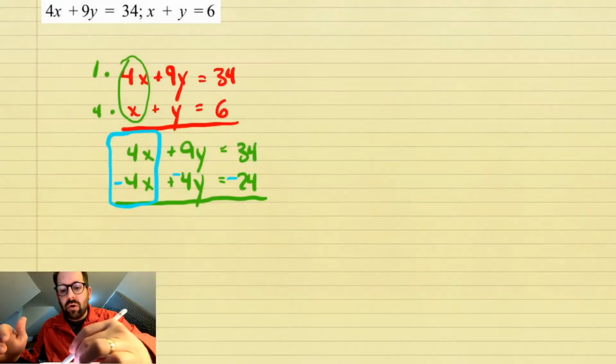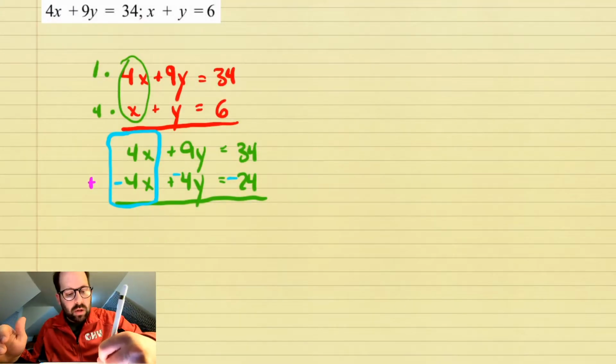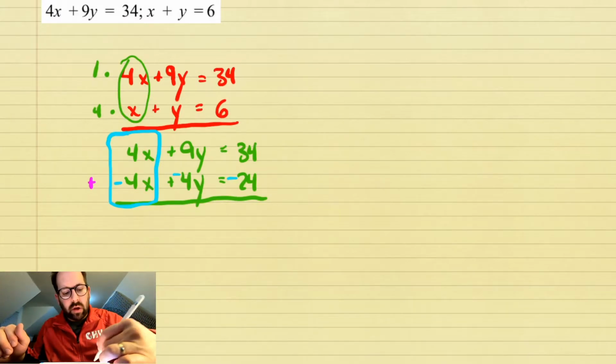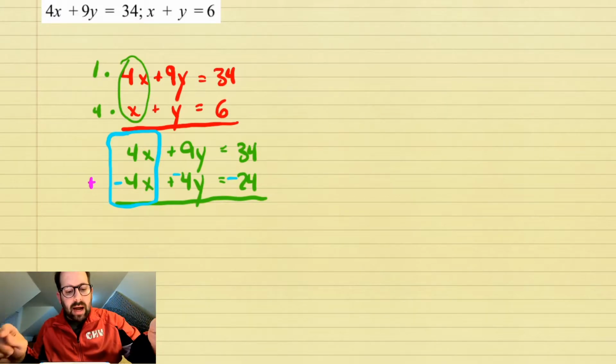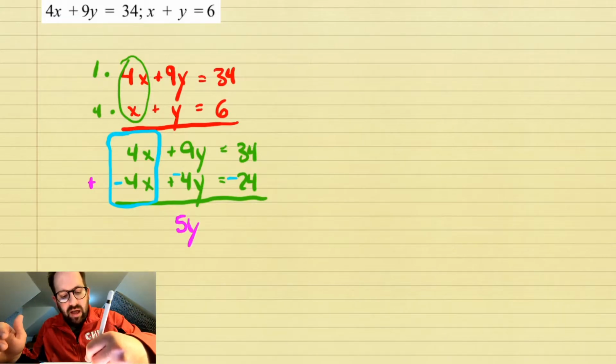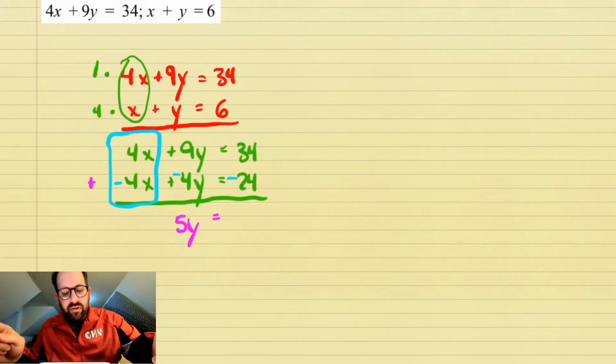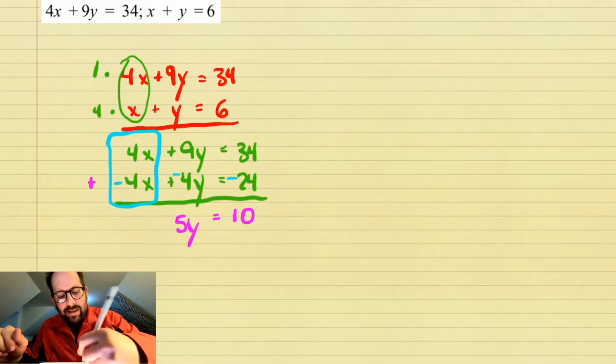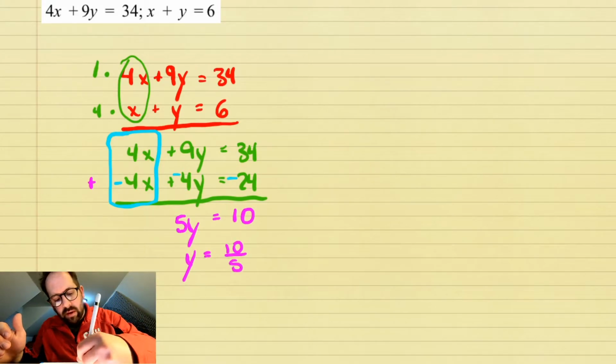And yes, I did say it. You're going to add straight down. 4 and negative 4, add to make 0. Gone. That's literally gone. You don't even have to write 0. 9 and a negative 4, add to make 5y. And 34 and negative 24, if you add those together, I'm getting 10. And if I divide by 5, 10 divided by 5, I'm getting a 2.